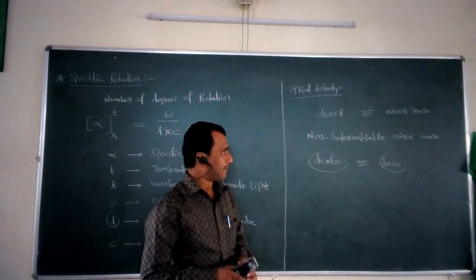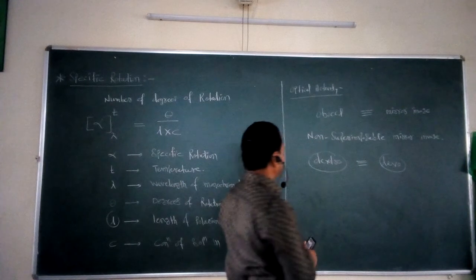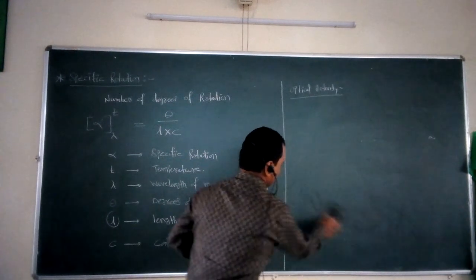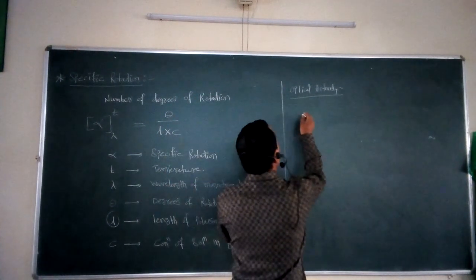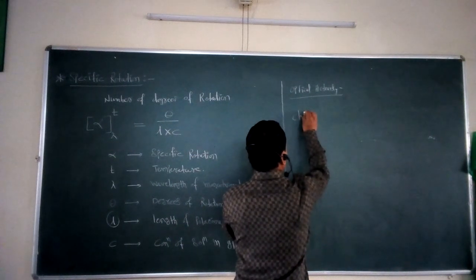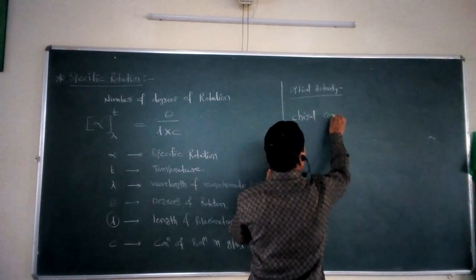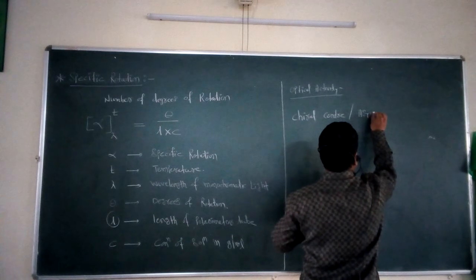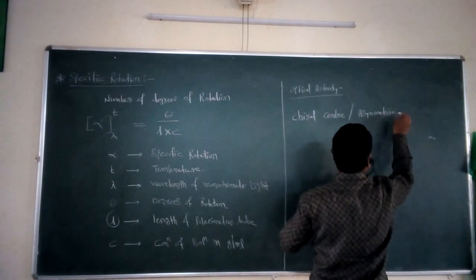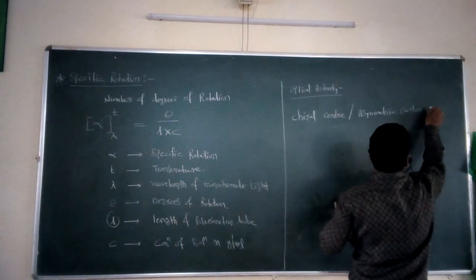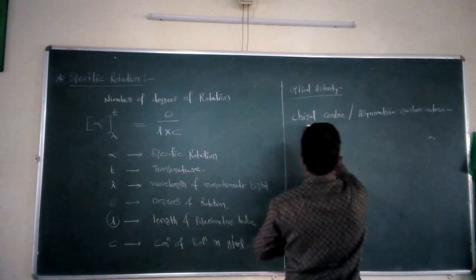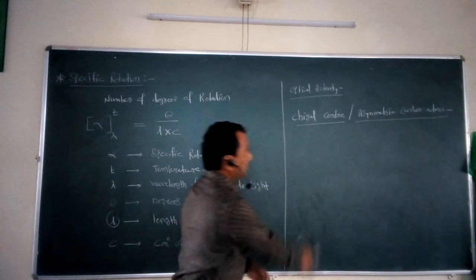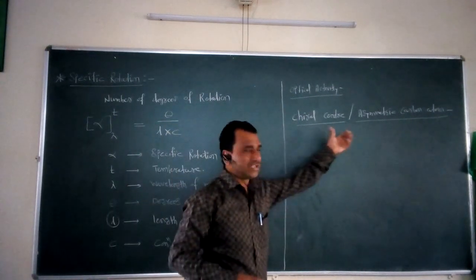The next important parameter in this case is chirality. The next important term in optical activity is the chiral center, or it may be called the asymmetric carbon atom. This is the next important concept in optical activity: what is meant by a chiral center, or what is meant by an asymmetric carbon atom.